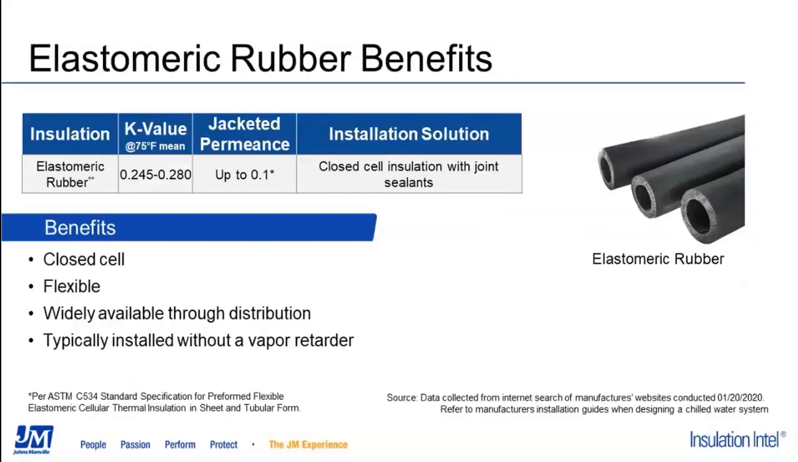The final insulation material we will review is elastomeric rubber. With a K value of 0.245 to 0.28, its thermal conductivity is not as good as fiberglass, but not as poor as cellular glass. Elastomeric rubber tends to be installed without a vapor retarder, which would not be recommended on a chilled water system. The sections and seams would also need to be sealed. In terms of benefits, it is a closed cell insulation, and unlike all the other materials we've reviewed, it's flexible, which makes it attractive for installing on any piping that is not entirely straight. Elastomeric rubber is also widely available through distribution.